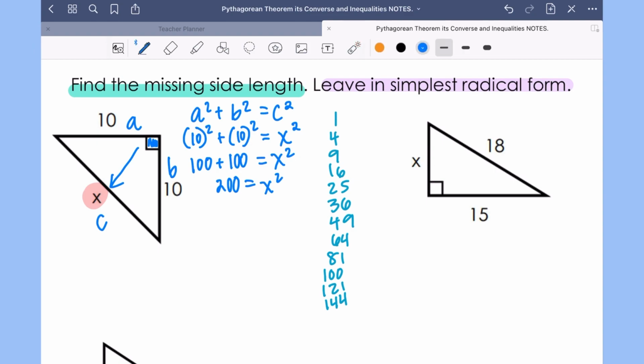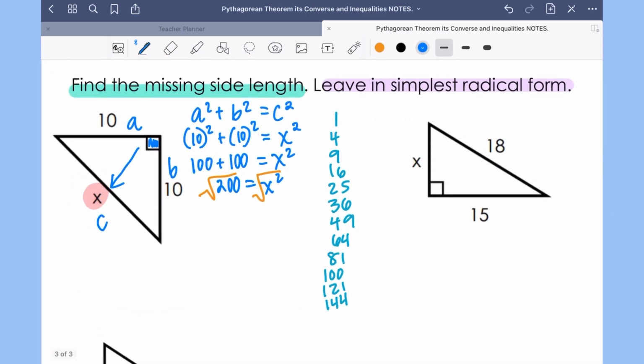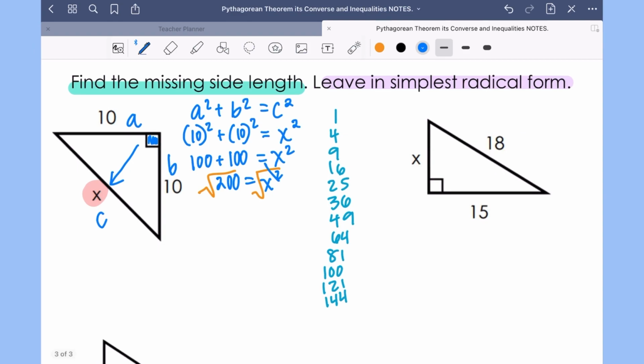So what is the opposite operation of squaring? It is square rooting. Just like the opposite of adding is subtracting, the opposite of multiplying is dividing, the opposite of squaring is square rooting. And that allows me to cancel the squared. And now it's left as just x is equal to the square root of 200.